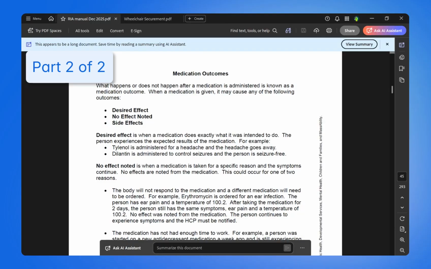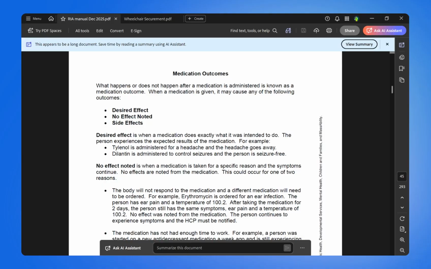What happens or does not happen after you give a medication is known as a medication outcome. When a medication is given, it may cause any of the following outcomes: desired effect, no effect noted, or side effects. The desired effect is when the medication does exactly what it's supposed to do. The person experiences the expected results of that medication. For example, if Tylenol is administered for a headache and then the headache goes away, that is the desired effect. Dilantin is administered to control seizures and then the person is seizure-free. So that is the desired effect.